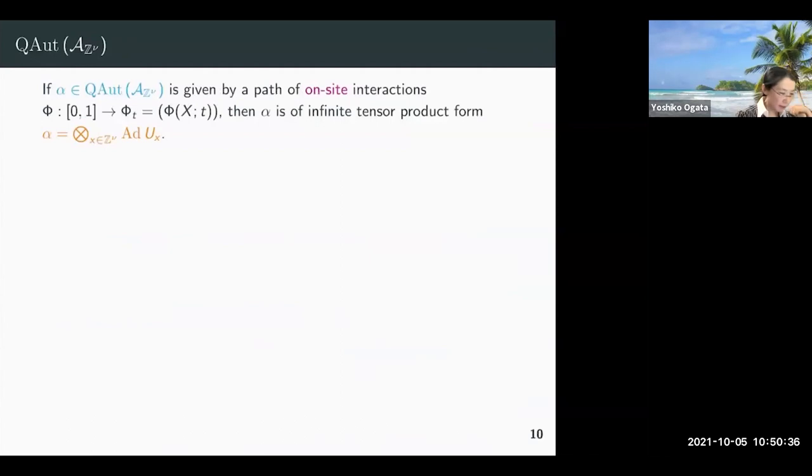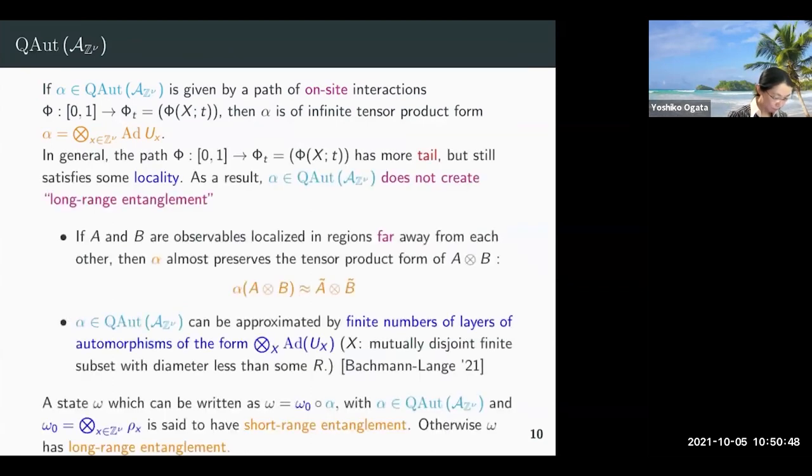Okay, so now I'd like to explain what this is, but I have only 10 minutes left, so let me skip this part and maybe read only this part. If our interaction is on-site, namely if Phi X t is zero whenever X contains more than one point, then the corresponding automorphism becomes an infinite tensor product form, which does not create any entanglement at all between different sites.